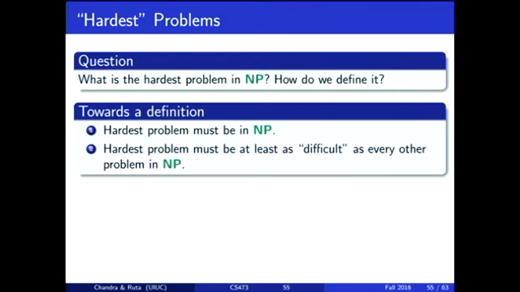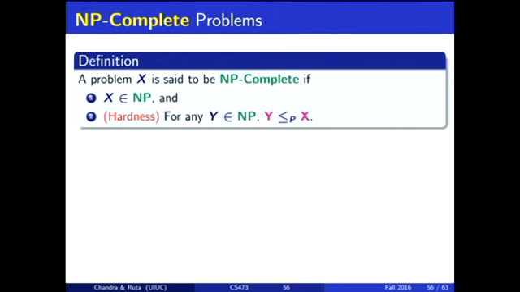Let's think of the following definition. A problem X is said to be NP complete if, well, it should be in NP. And it should be the hardest problem. What does it mean that it's the hardest problem? If I solve this in polynomial time, I can solve everything in NP in polynomial time. That's a good, robust notion of the hardest problem in a class.